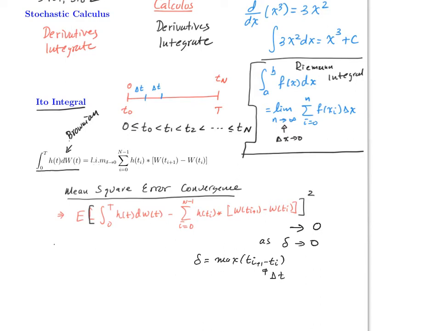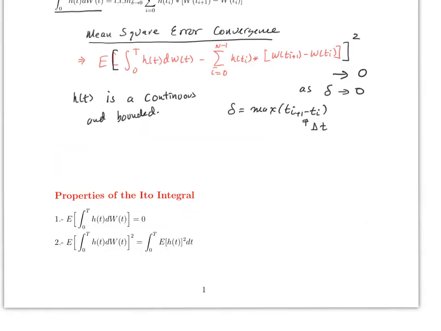And here, h of t is a continuous function, so it has to be continuous and bounded. It actually works for some non-bounded functions, but those are specific cases. So if you can compute this and take the limit in this sense, this will be the definition of the Ito integral. All right, then the Ito integral has the following properties, which we'll get into in more detail later.